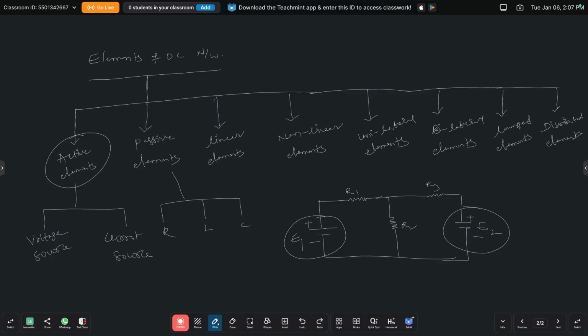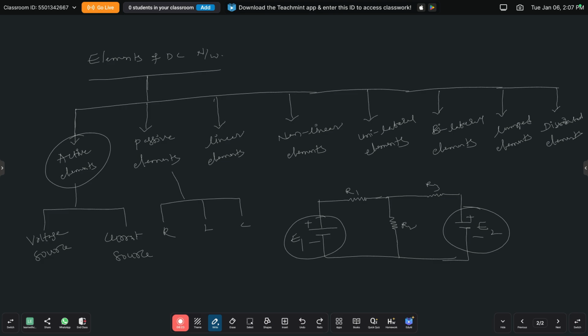So here, not only the voltage source, but if you are placing any current source, it also supplies electrical energy. So the examples for active elements are voltage source and current source. And the next one is passive elements. A passive element is nothing but an element which receives electrical energy from the circuit. So these are known as passive elements.